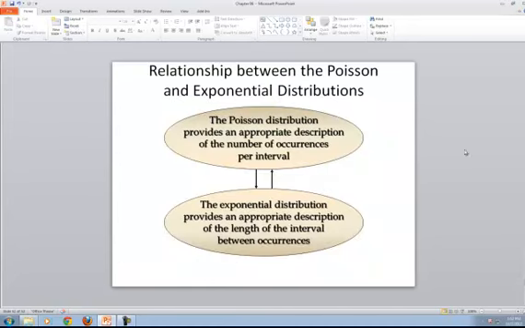Finally, as some of you may recall, the exponential distribution sounds very much like the Poisson distribution, which we discussed in Chapter 5.